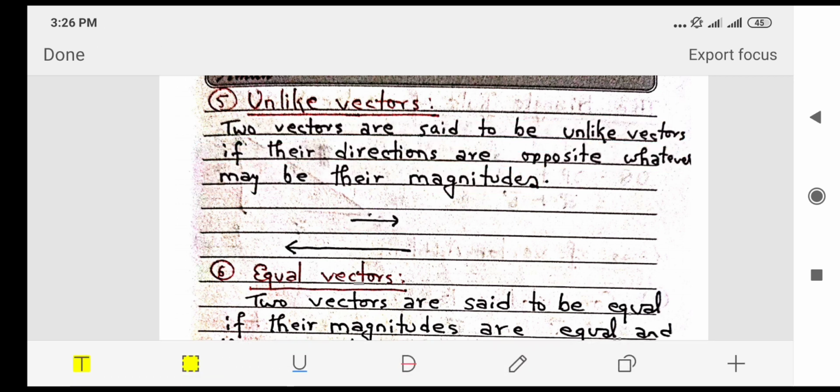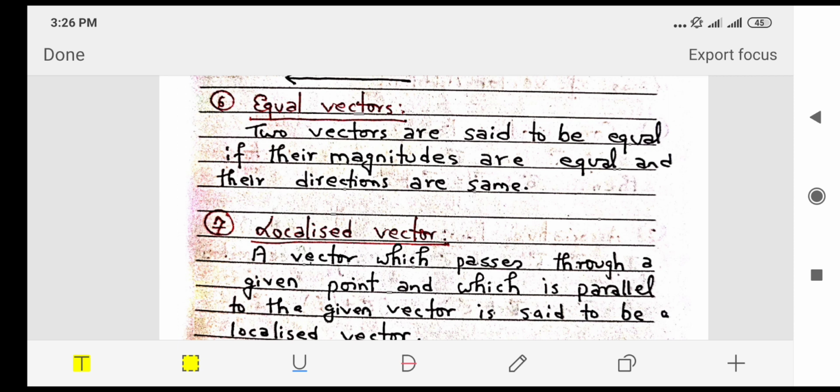Now let's go to the next topic, equal vectors. What type of vectors are called equal vectors?